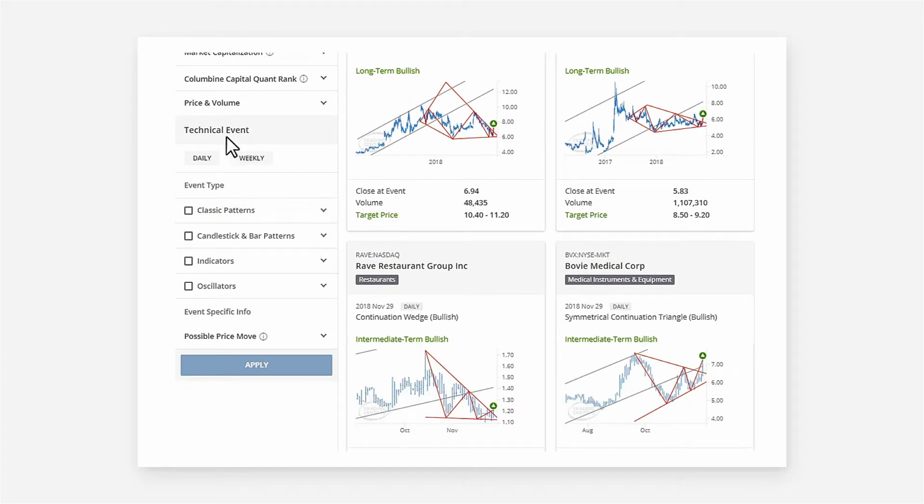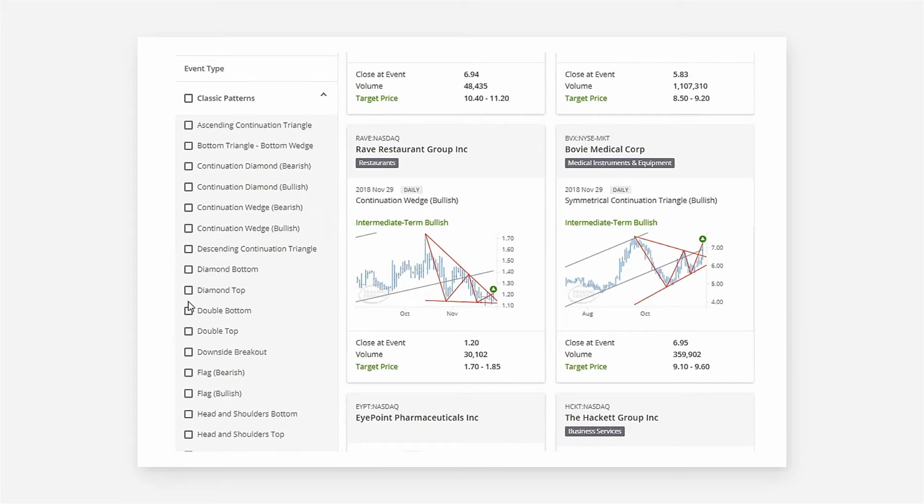Okay, now for the fun part, at least for those of you who gravitate to more specific methods of technical analysis. Let's look at the technical event filters. You can choose chart periods like daily or weekly charts. And of course, you can narrow down to your favorite types of technical events. Let's look at classic patterns. For example, let's look at the double bottom.